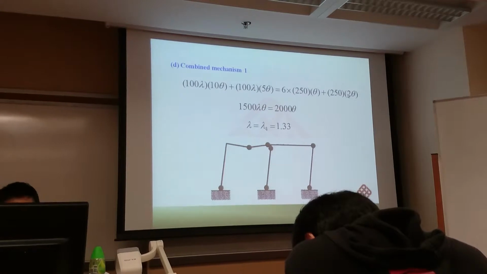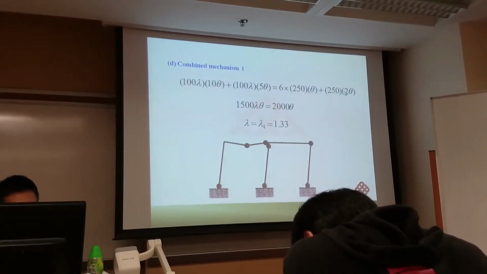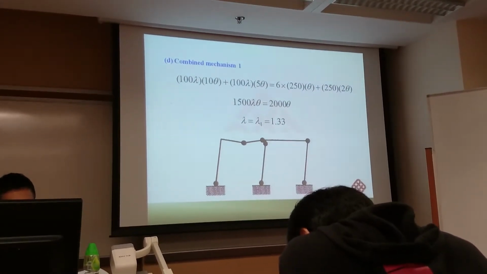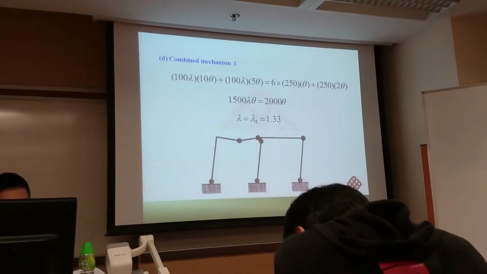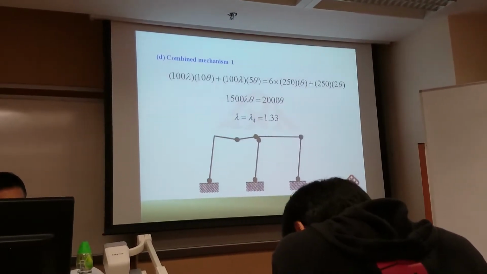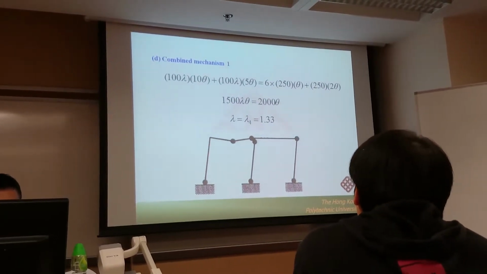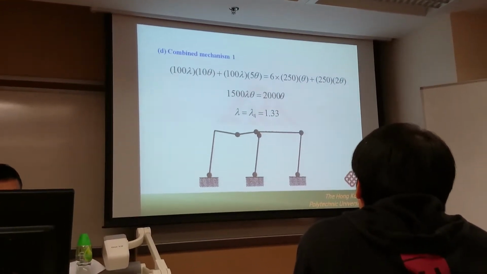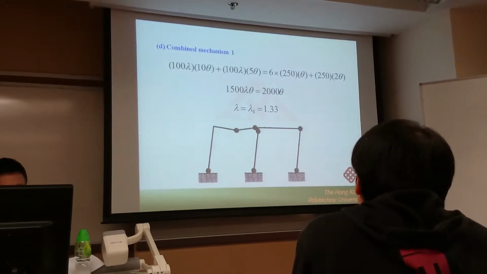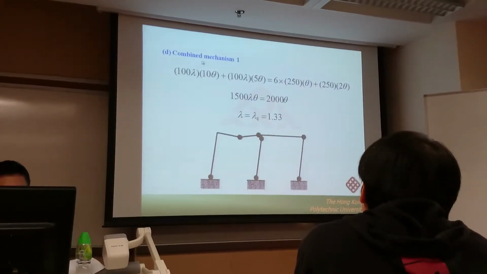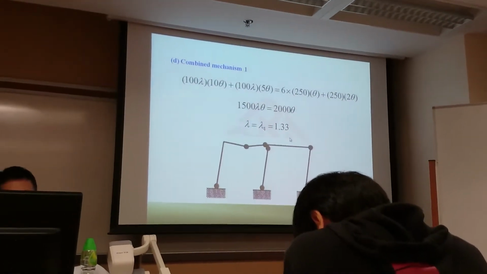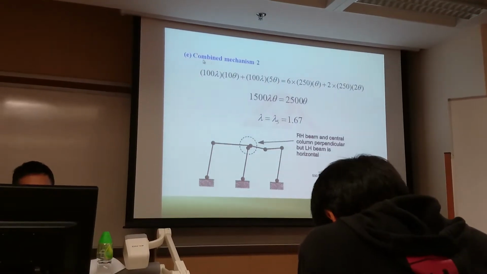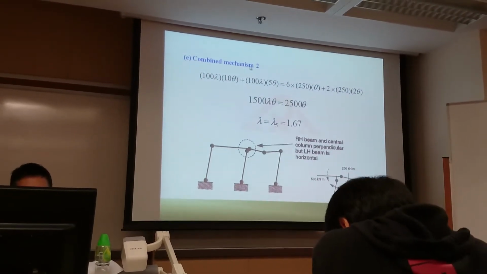So in this question, 6 plus hinges have rotation angle equal to 1 theta, and 1 plus hinge has rotation equal to 2 theta. So this is the solution for combined mechanism 1. And then we go to combined mechanism 2.